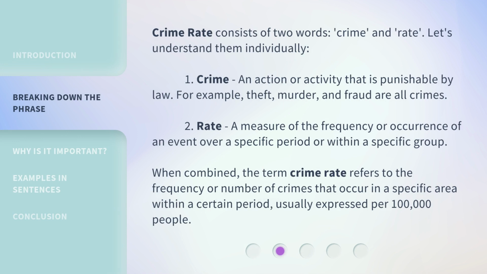Crime rate consists of two words: crime and rate. Let's understand them individually. 1. Crime: an action or activity that is punishable by law. For example, theft, murder, and fraud are all crimes. 2. Rate: a measure of the frequency or occurrence of an event over a specific period or within a specific group. When combined, the term crime rate refers to the frequency or number of crimes that occur in a specific area within a certain period, usually expressed per 100,000 people.